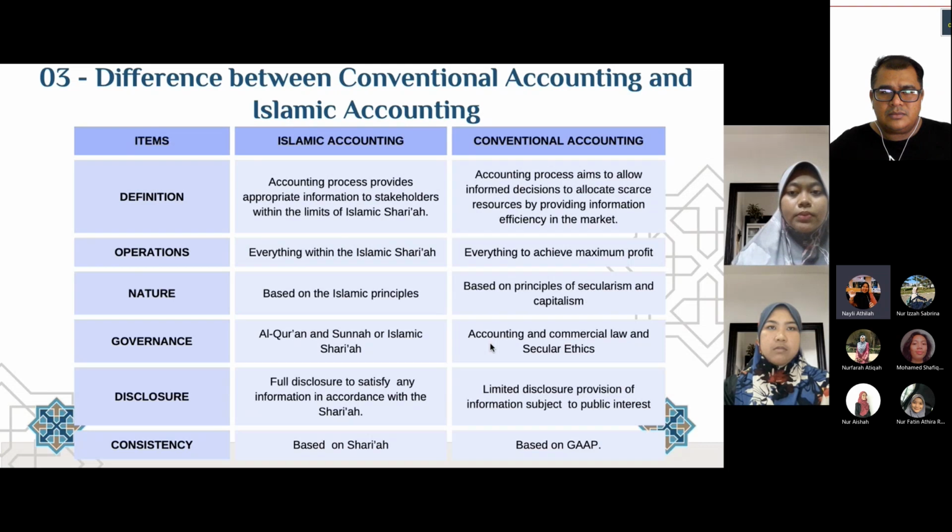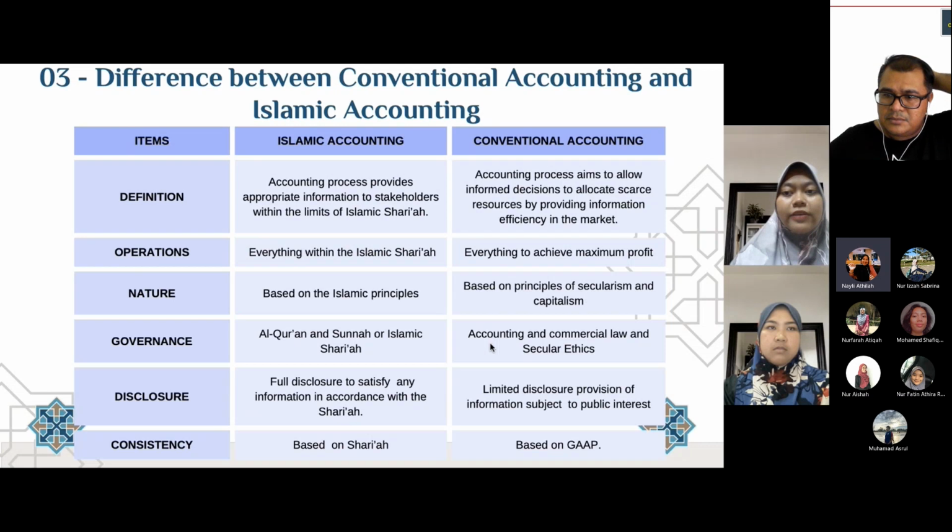For operation, Islamic accounting in operational, it performs everything within the limit of Sharia, while conventional accounting in operational, it allows everything to achieve maximum profit. In nature, Islamic accounting is conceptualized based on the Islamic principles, while conventional accounting is conceptualized based on the principle of secularism and capitalism.